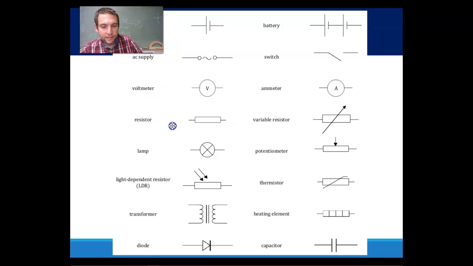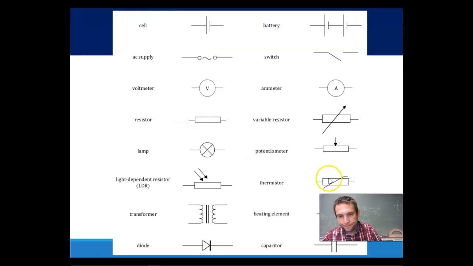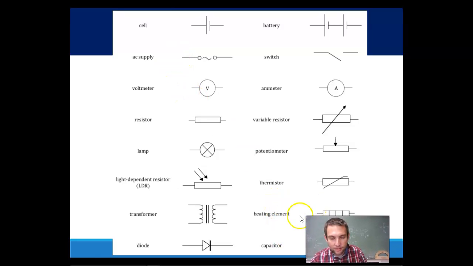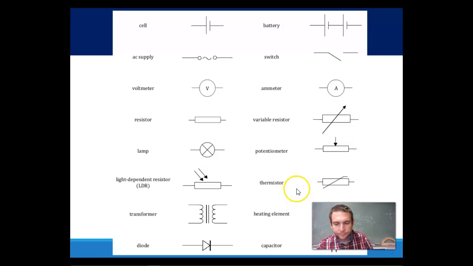All right, these symbols, not all of them will you use. For instance, AC supply is HL only, capacitors are HL only, a heating element is going to be HL only. A thermistor changes the resistance based on temperature, and a light dependent resistor, if light hits a sensor, then resistance changes.